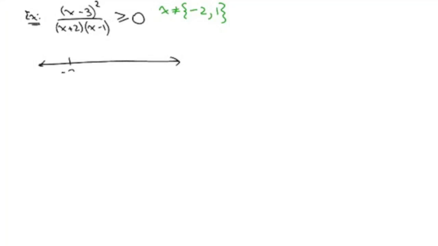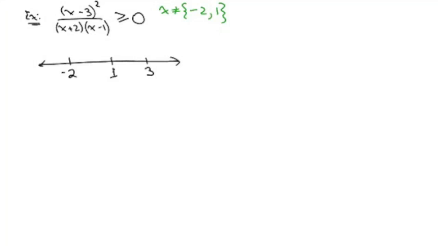Negative 2. 1. One more. 3. It's what makes the top equal to 0. So the first two numbers are what make the bottom equal to 0. They're the ones I have to throw out at the very end of the problem. The top one is what makes it equal to 0, which is at 3. All right, and then you just test the intervals.